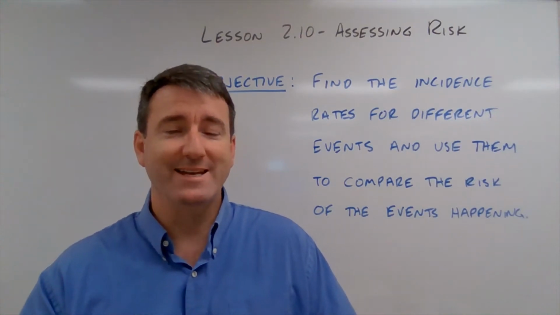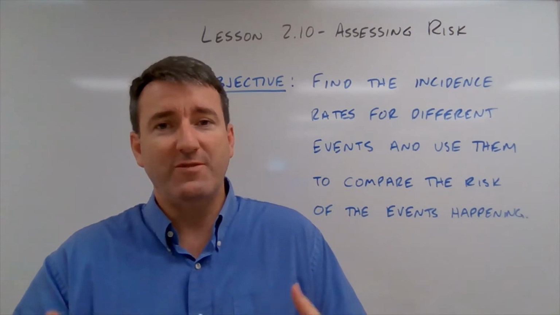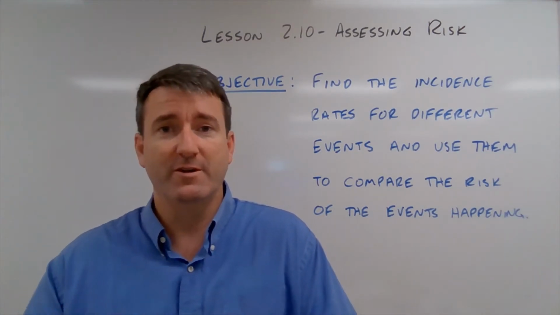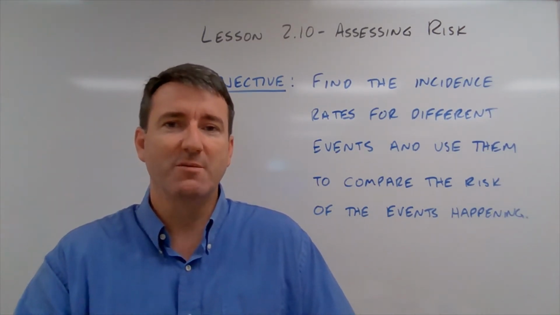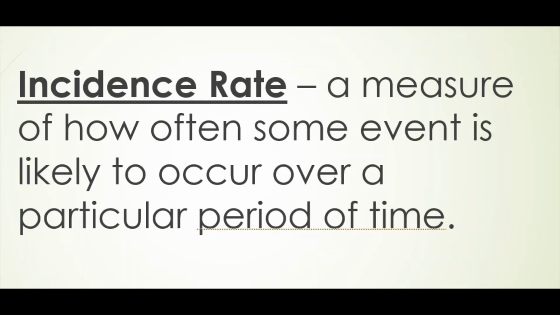Lesson 2.10, Assessing Risk. Our objective for this lesson is to be able to find the incidence rates for different events and use them to compare the risk of the events happening. First, let's define incidence rate. Incidence rate is a measure of how often some event is likely to occur over a particular period of time. The reason that we calculate incidence rate is so that we can compare two events in a meaningful way.